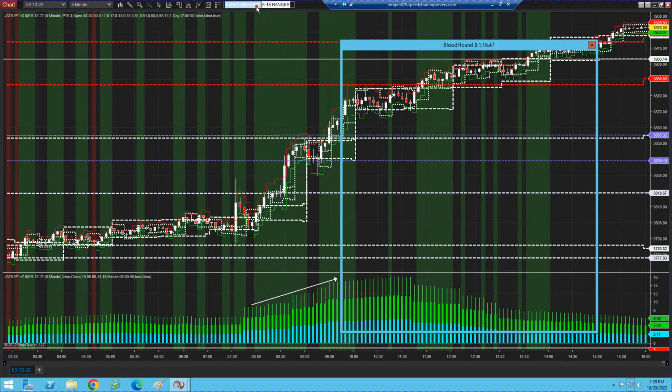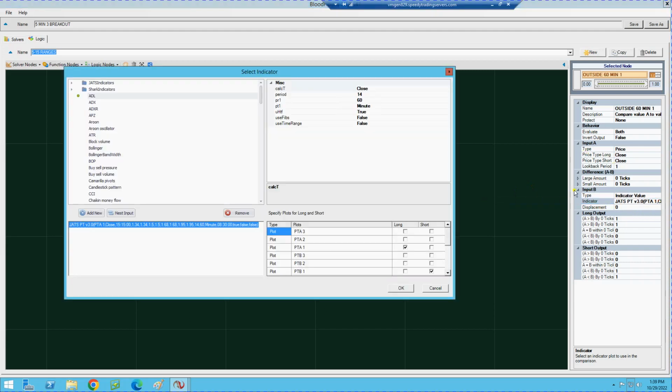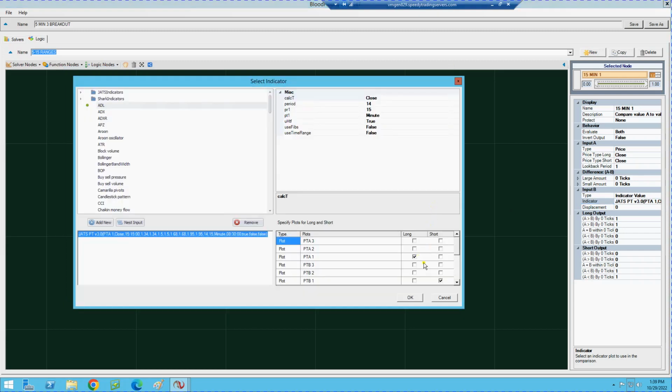So the Bloodhound template's very easy to put together. Actually, just a couple of solvers. I've got a solver that says outside the 60-minute one, so that's the close of the bar above or below the 60-minute one, and then do the same thing for the 15-minute, close of the bar above or below a 15-minute. You can set your time frame or time range.